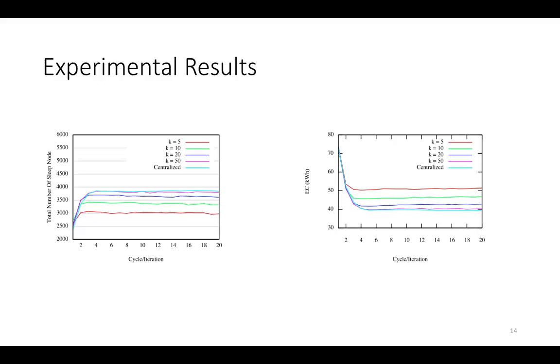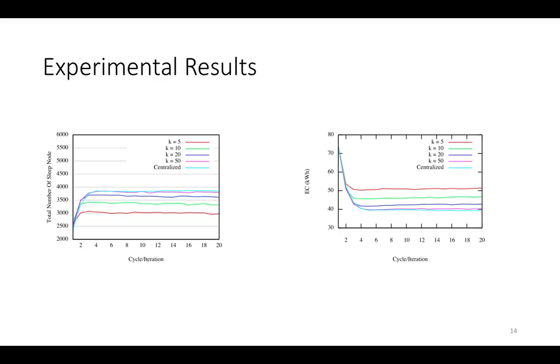Because of the time limitation, I have just mentioned some of the results, and you can find more results inside the paper. The results were obtained by running the proposed gossip-based dynamic virtual machine consolidation for a 20 cycle simulation. These two figures compare the total number of sleep nodes and also the total consumed energy in the data center at each cycle of the algorithm for different sizes of neighborhood with a centralized approach.